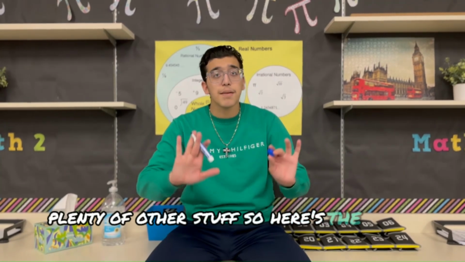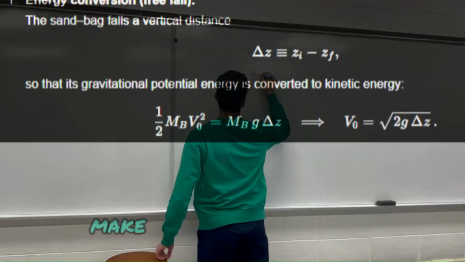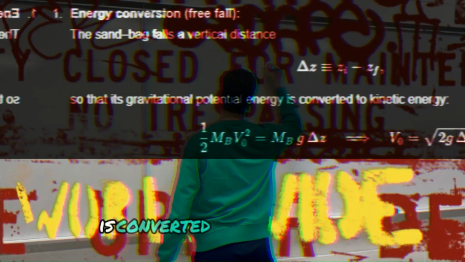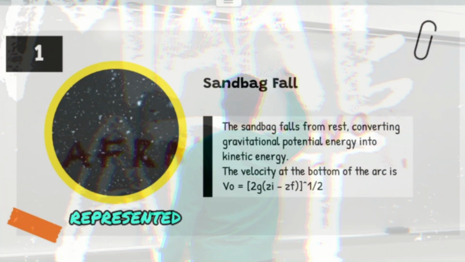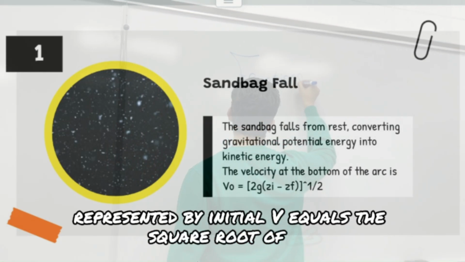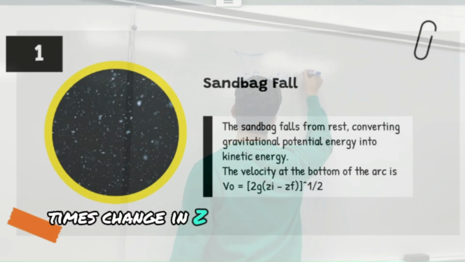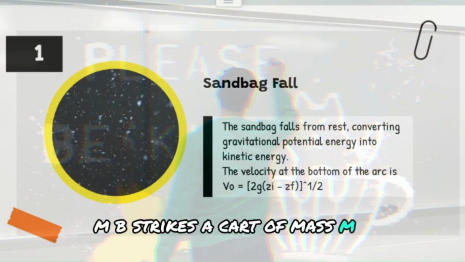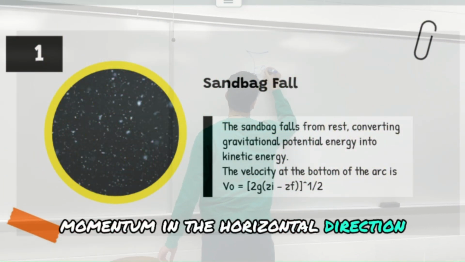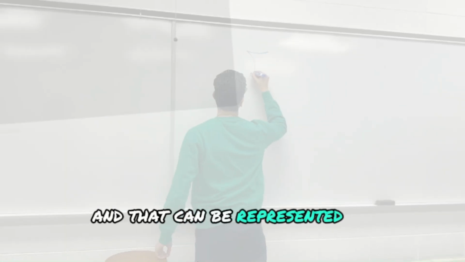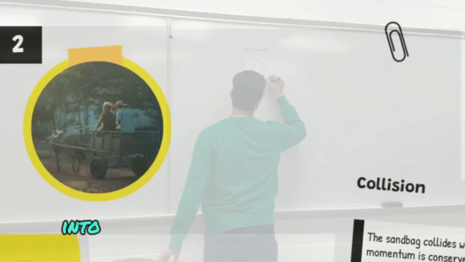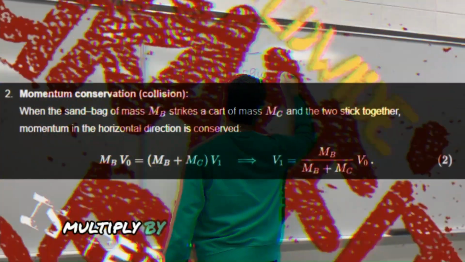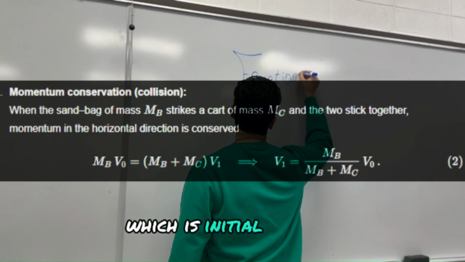So here's the math behind this. Let Δh be the vertical distance. The gravitational potential energy is converted into kinetic energy, so the initial velocity v equals the square root of 2g times Δh. Then momentum is conserved when the sandbag of mass mb strikes the cart of mass mc. The two stick together, so momentum in the horizontal direction is conserved. That gives v1 equals mb over mb plus mc, multiplied by v, the initial velocity.